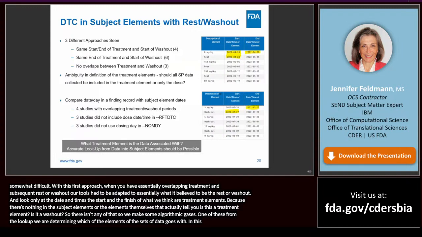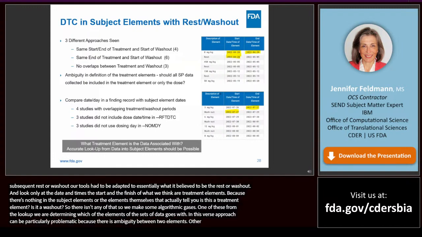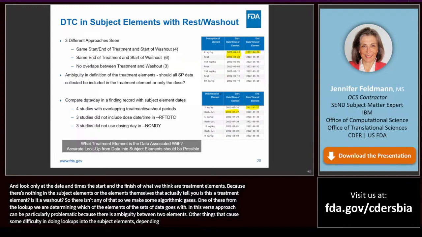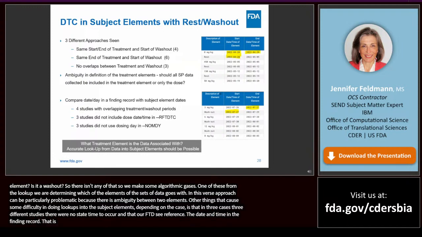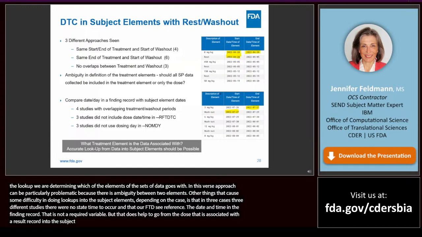Other things that cause some difficulty in doing lookups into the subject elements, depending on the dates, is that in 3 different studies, the dose date time didn't occur in the RFTDTC, or the reference date time, in the finding record. Now that isn't a required variable, but it does help to go from the dose that's associated with a result record into the subject elements to find the element that the dose is associated with.